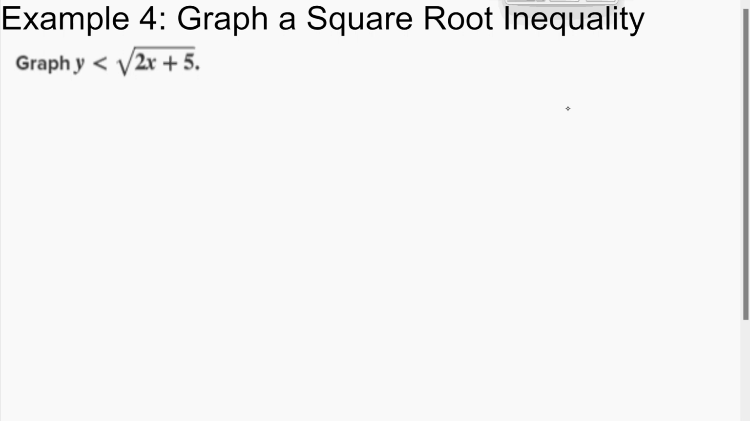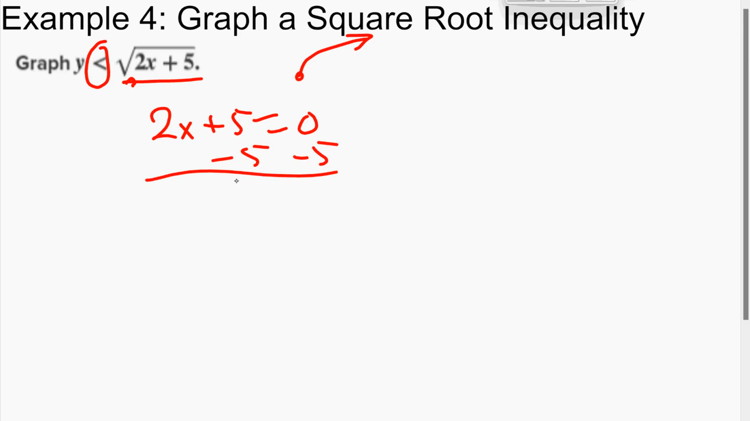Right, example 4, we're going to graph a square root inequality. So basically, we're just going to treat it like an equal sign, then we'll come back and look at this in the end. Okay, so we're dealing with the square root, so we know it's going to look something like that normally, right? So we set the inside equal to 0, and we solve to figure out what our domain is, right? So that means our domain, subtract 5, divide by 2.